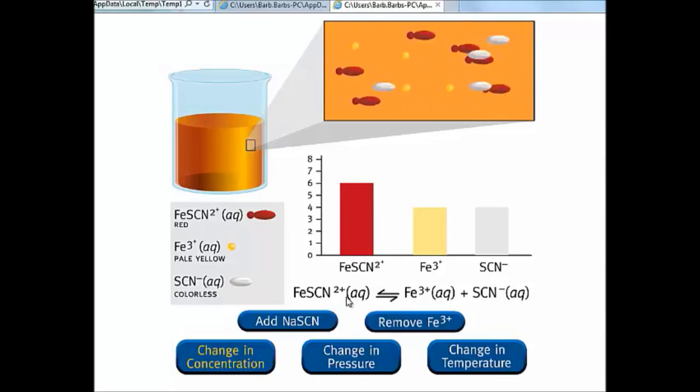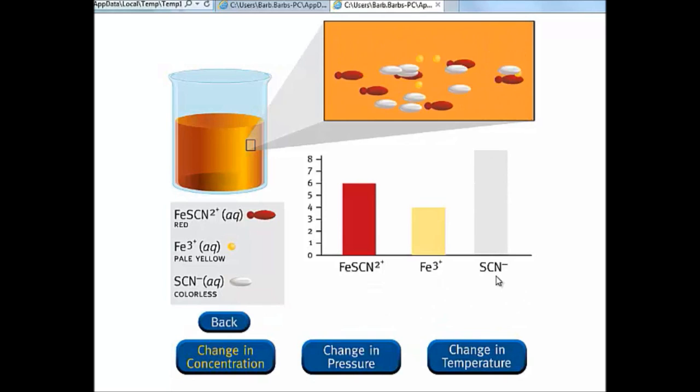FeSCN2+ aqueous, which is red, in equilibrium with iron 3+ ions, which are pale yellow, plus SCN- aqueous, which is colorless. Click on one of the buttons to add sodium thiocyanate or remove iron 3+ ions from the solution.